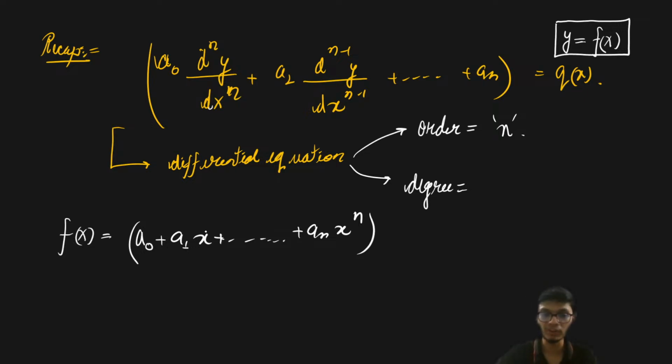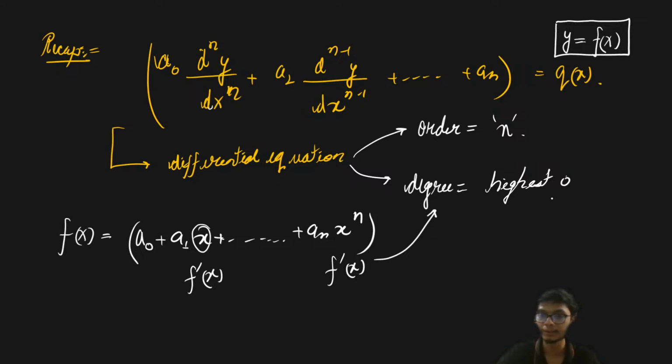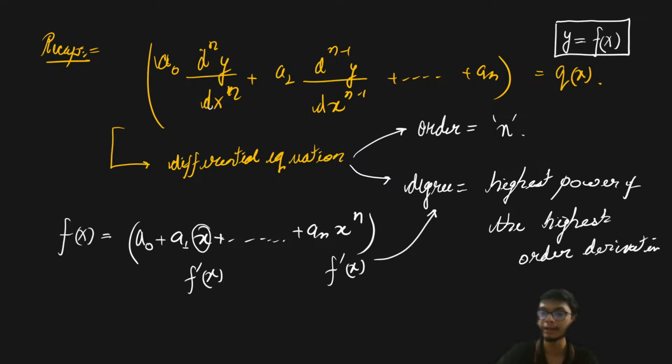So whenever, in place of x, we have the derivatives in the polynomial form only, then we call this kind of expression a differential equation. For that differential equation, the degree is defined as the highest power of the highest order derivative. Keeping all these things in mind, you are in a position to deal with any questions on differential equations.